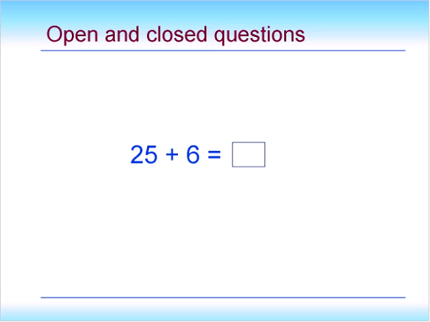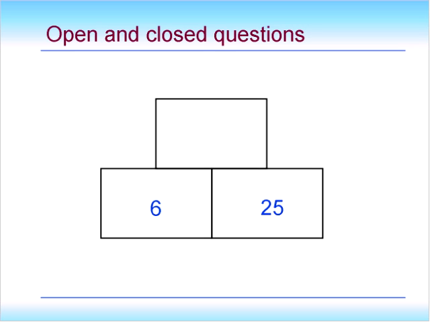As an example of a closed question, 25 add 6. There's only one answer, and from a child's point of view, they're trying to work out what's in your head, really. Now just changing it slightly in format, but it means exactly the same. 25 add 6, yep, it's 31. It has only the one answer. So pyramid or bricks, the 25 add 6 equals 31.